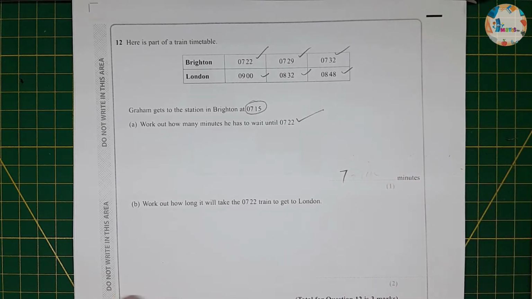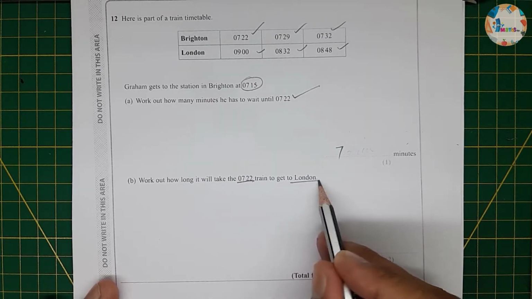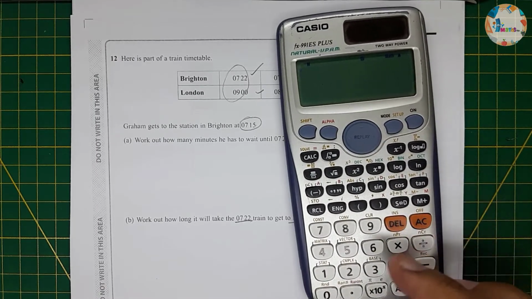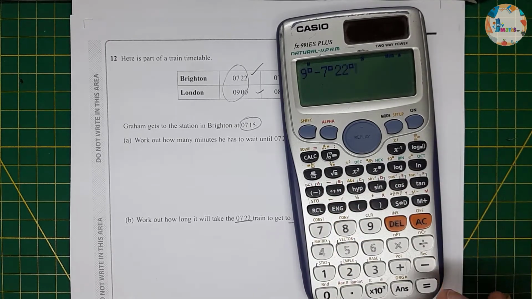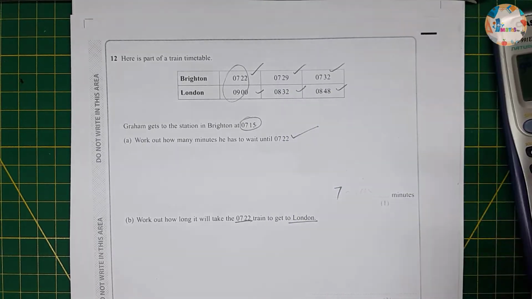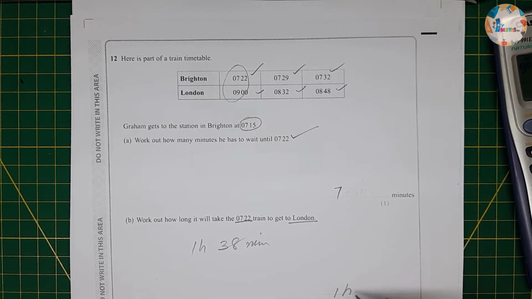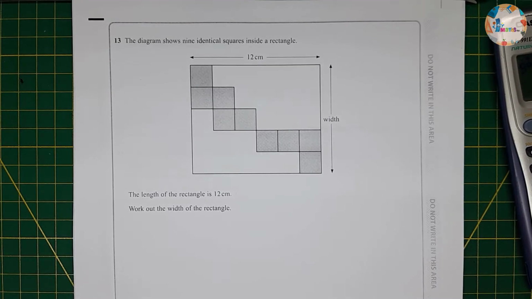Then next is to work out how long it will take the 7:22 train to get to London. So we have to subtract these two timings. So this will be 9 hours minus 7 hours 22 minutes, and this will be 1 hour 38 minutes. So we can mention the answer, 1 hour and 38 minutes, over here. Now this is done.